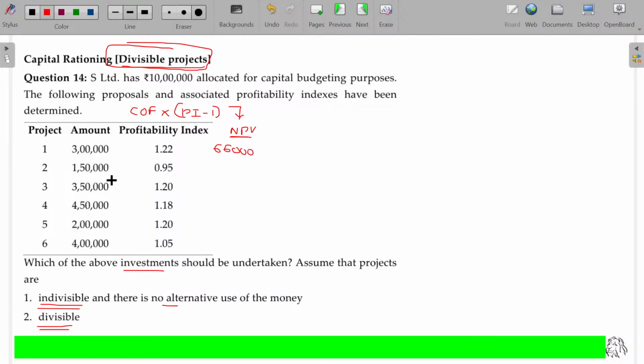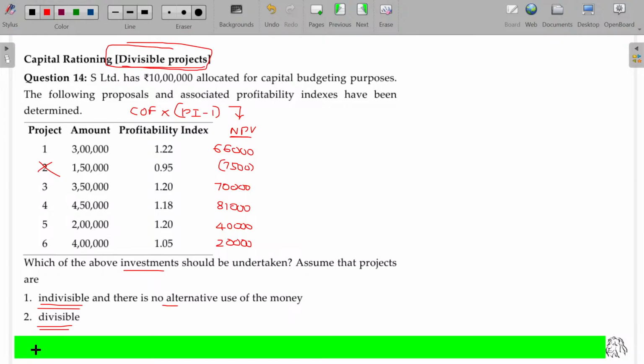Here it is minus 0.05. If the PI is less than 1, then it's definitely a loss. 7,500 loss. From this, it is very clear we should reject project number 2. We should not choose it. As it gives you a loss, why do I want to choose this? And the third one is 0.2 into 3.5 lakhs, 70,000 rupees. And the fourth one, 0.18 into 4 lakhs 50,000, 81,000. Here 0.2 into 2 lakhs, 40,000. The last one being 0.05 into 4 lakhs, 20,000. We got this.